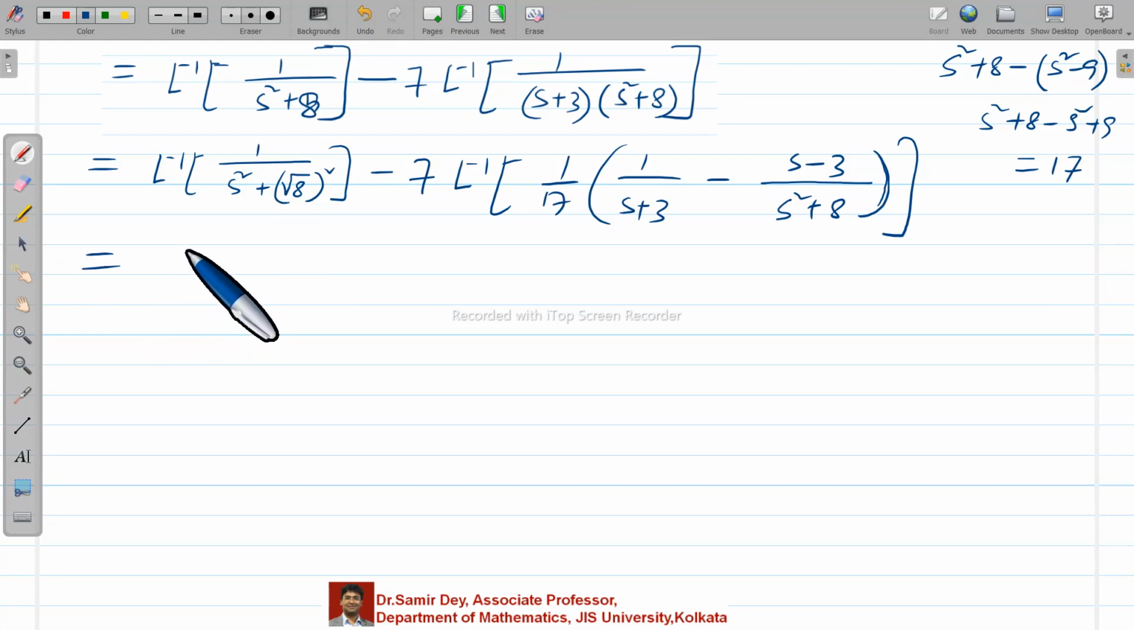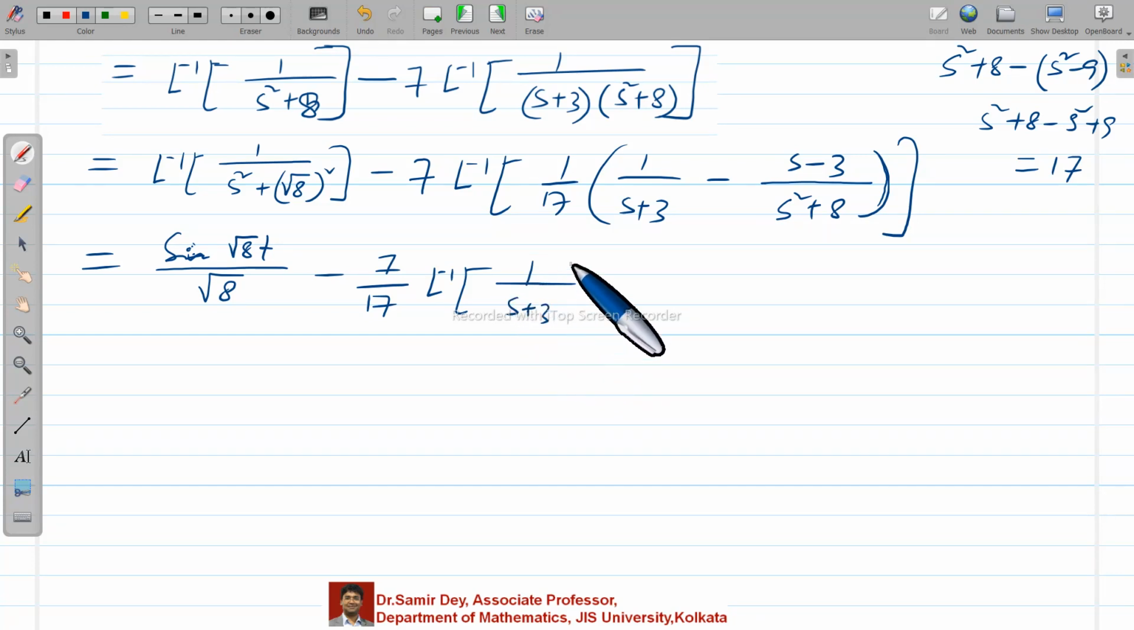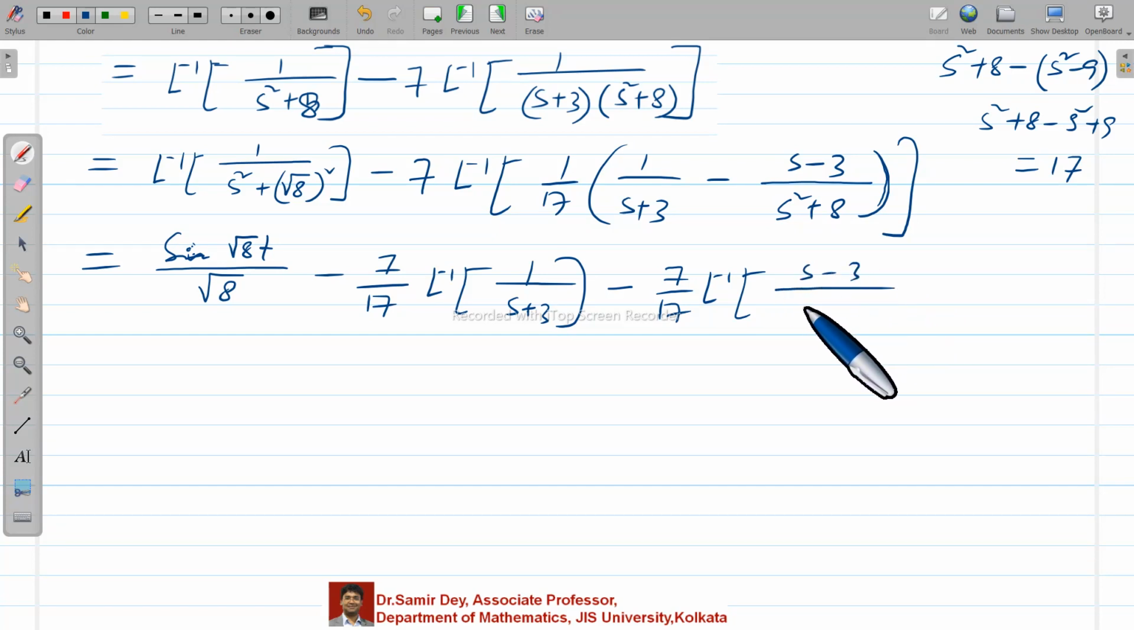So from here it is coming sine root 8t by root 8, and from here 7 by 17 L inverse of 1 by s plus 3. So from here it is coming minus 7 by 17 L inverse of s minus 3 by s square plus 8. I think it is clear to all of you. This minus comes to plus. Is it clear? So minus minus plus.